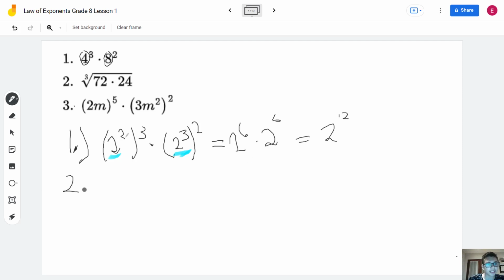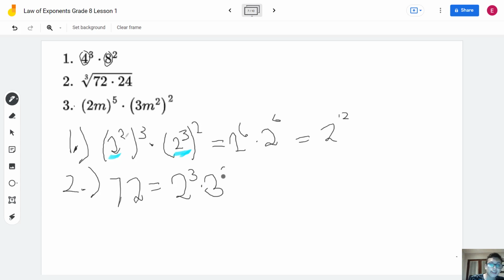Now the second question is getting a bit tougher. A cube root of 72 times 24. So our first step, we know we want to form something to the power 3 to cancel the cube root. But let's just ignore the cube root for now. So let's first look at 72 and 24. Let's try to prime factorize them, because they're pretty big numbers. Whenever you get a big number, you really want to prime factorize. So 72 equals 2 cubed times 3 squared, 8 times 9.